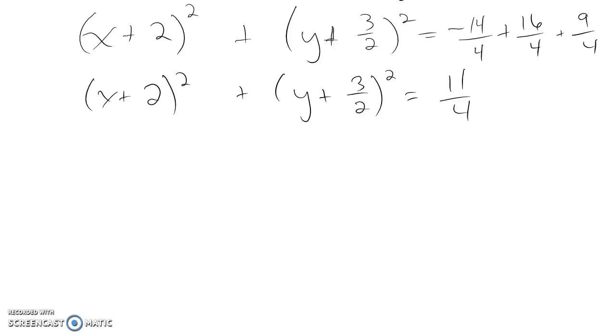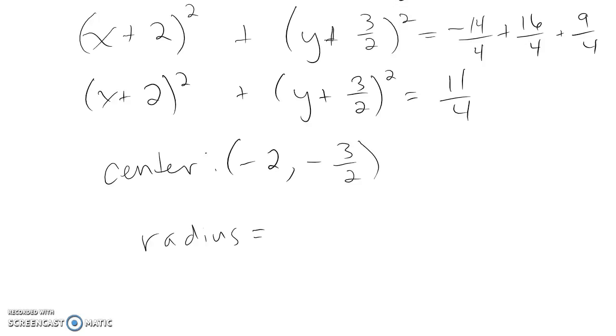I now have my equation in standard form, and I can call out the radius and the center. So here my center is -2, -3 halves. Remember, we use the opposite sign. And the radius is the square root of 11/4, which is the square root of 11 over 2. Remember that this 11/4 is equal to r squared, not just r.